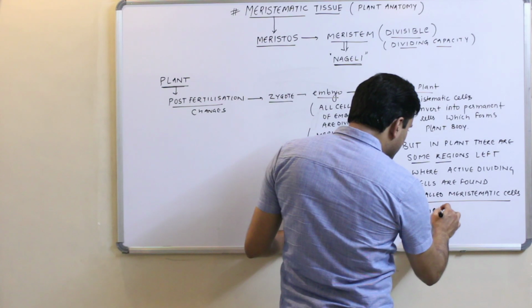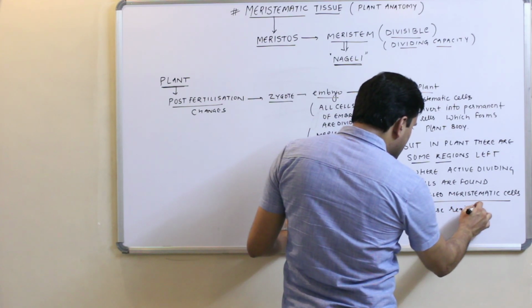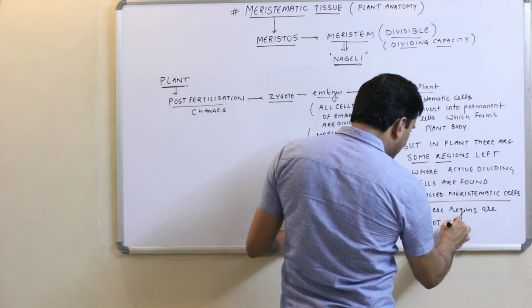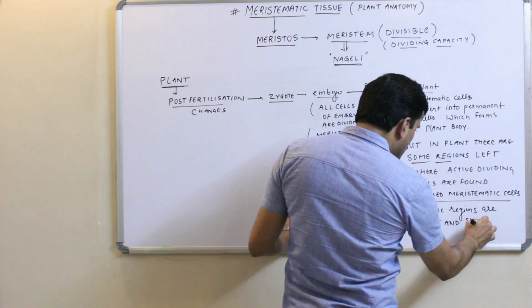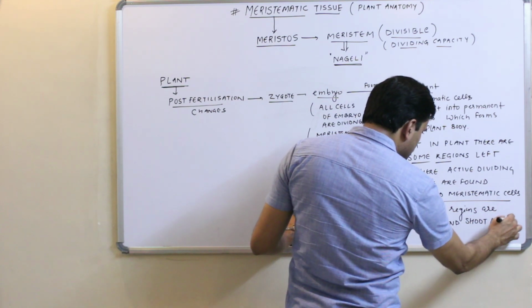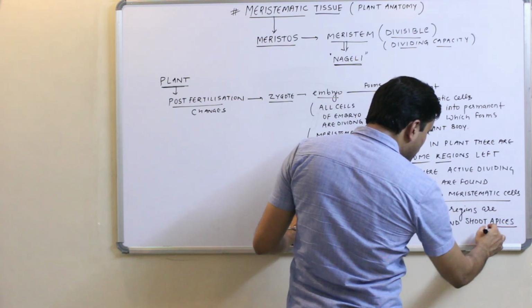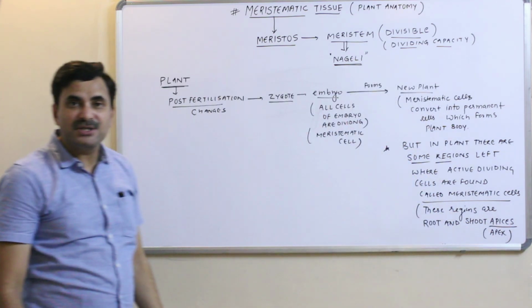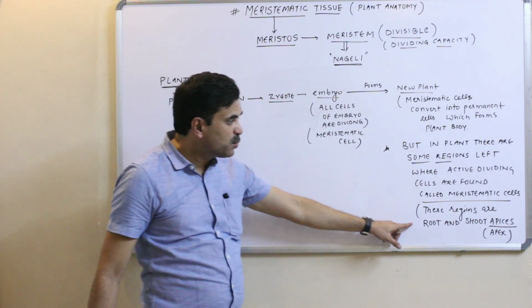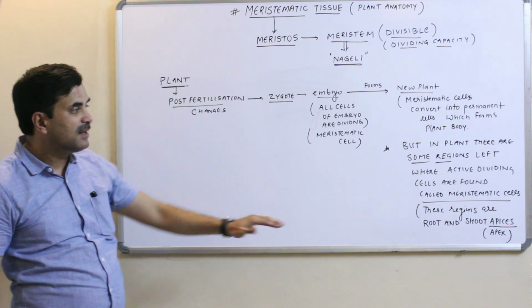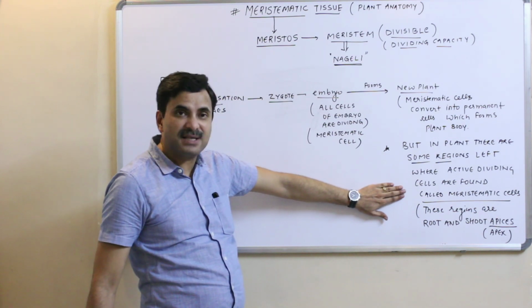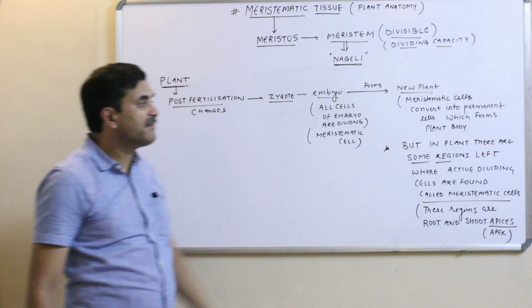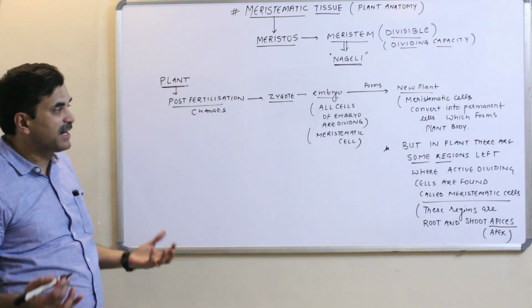These regions are the root and shoot apices, meaning apex. There are some regions in the plant known as the root and shoot apices where the meristematic cells are found, and these meristematic cells found at the apex have the capacity to divide.